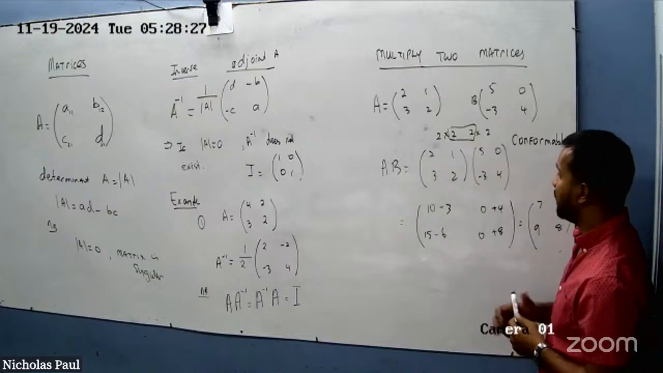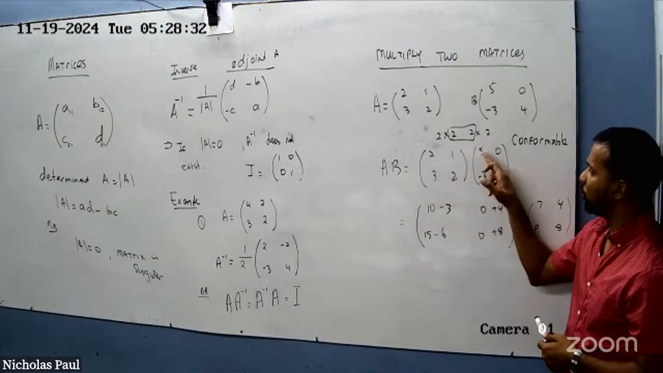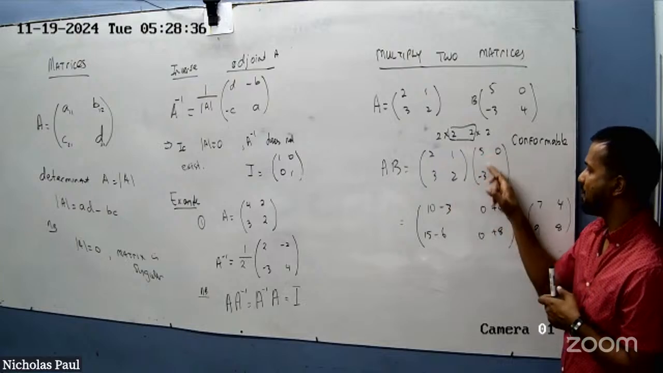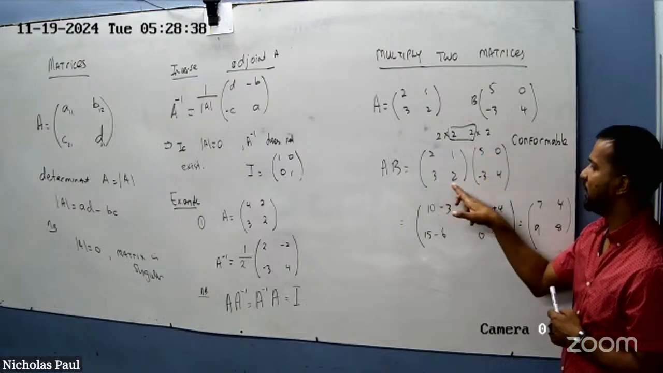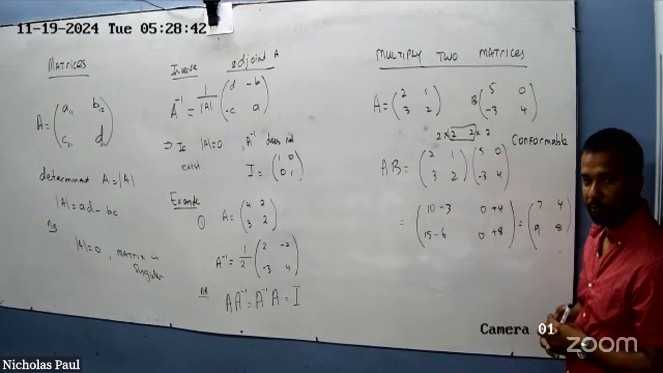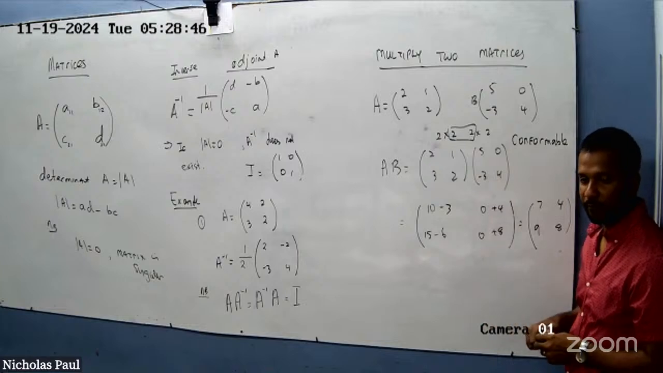Okay, so you multiply row by column, 10 minus 3, row by column, 0 plus 4, row by column, 15 minus 6, row by column, 0 plus 8. Row in matrix 1 by columns in matrix 2, all the time.